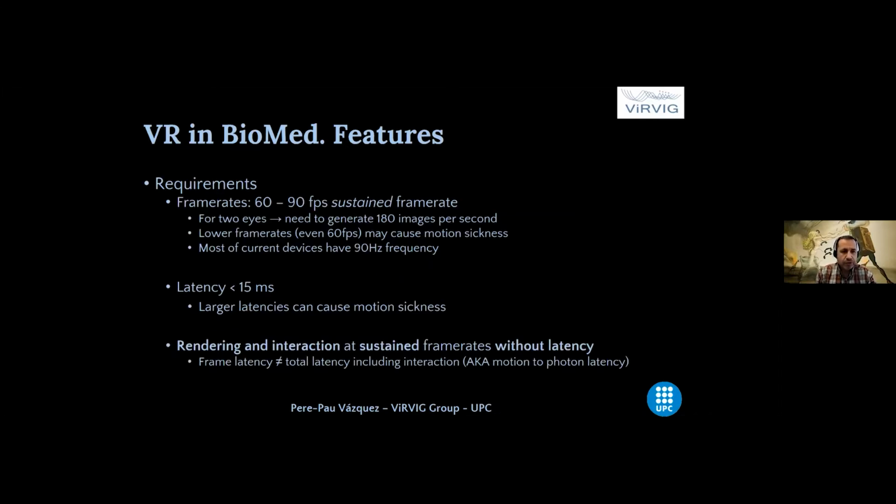However, there is something we need to do. In general, we require higher frame rates. In order to prevent the user from having severe sickness, we need to provide something like 90 frames per second of sustained frame rate. This is more than we typically achieve on a desktop PC, because we need 90 per eye, which means something like 180 images per second, while on a regular monitor we are generating about 60 images per second.